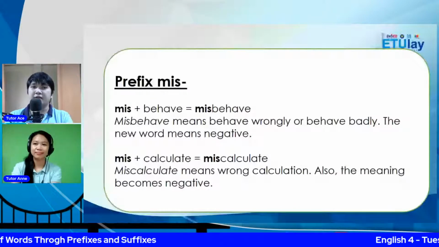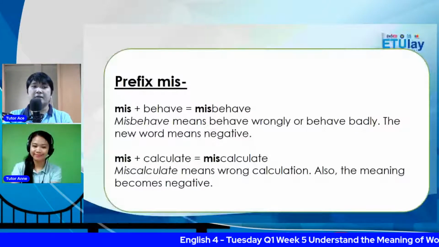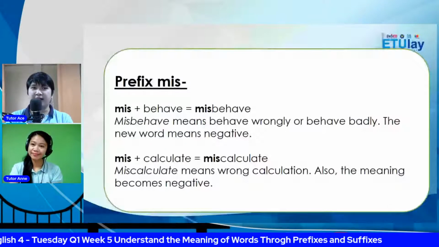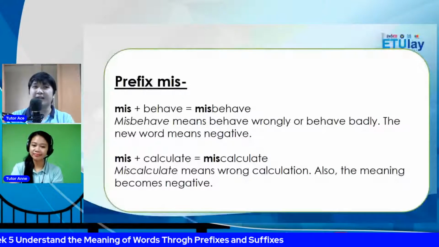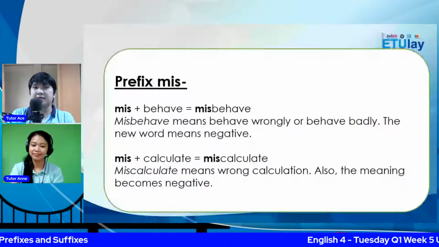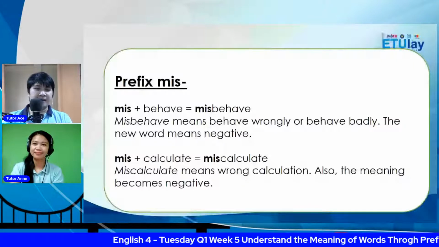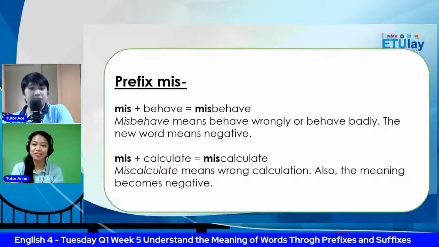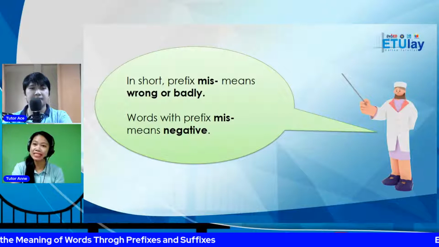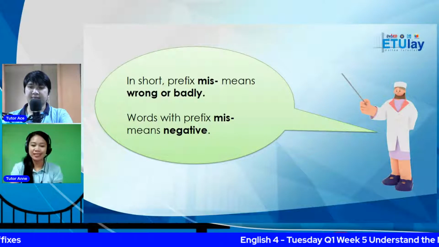Ayun. So another example, Tutor Ann, if I may, we have here the word miscalculate. Okay? Again, it's a prefix. Bakit? Kasi inadd natin siya before the word calculate. Okay? So pag sinabi natin miscalculate, miscalculate means wrong calculation. So gaya ng sinabi ko kanina, yung meaning pala nagiging negative pag nilagyan natin ng miss na prefix before the word. Tutor Ann? Yes, that's right, Tutor Ace. Kaya nga, in short, prefix miss means wrong or badly. Words with prefix miss means negative. So tandaan, kapag may miss na prefix, negative yung meaning ng word.